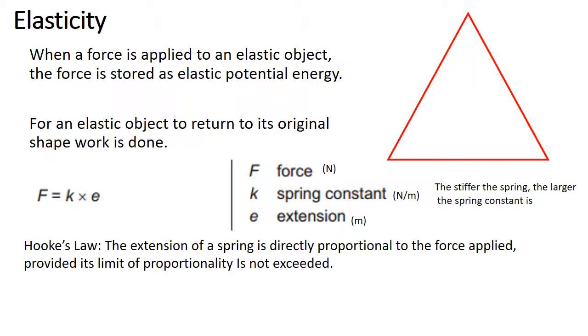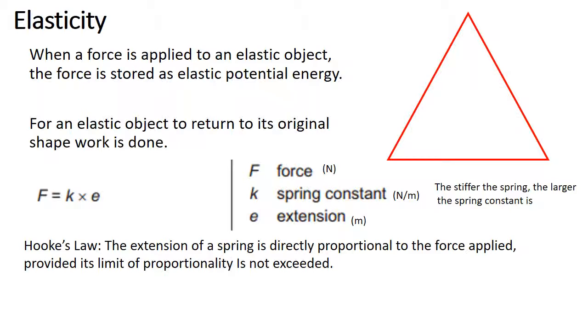Now we're going to look at elasticity, and we're going to look at the relationship between the force and the extension on a spring. So when a force is applied to an elastic object such as a spring, the force is stored as elastic potential energy. And when that spring returns to its normal shape, work is done to take it back to that normal shape, and the energy is transferred from elastic potential energy to kinetic energy.